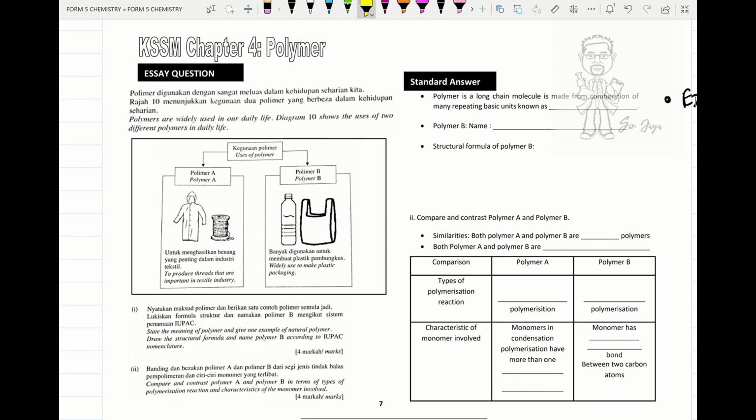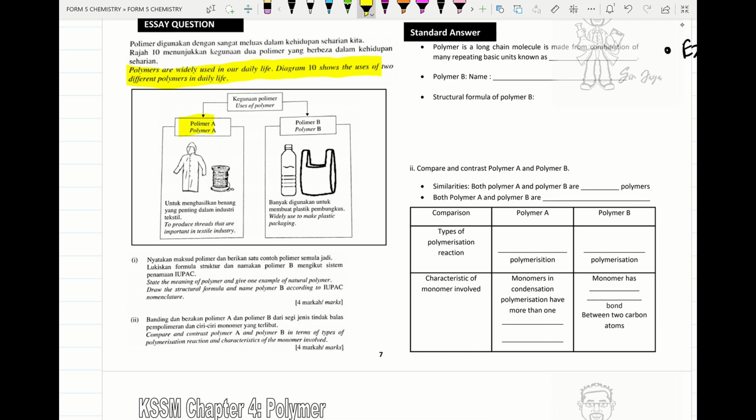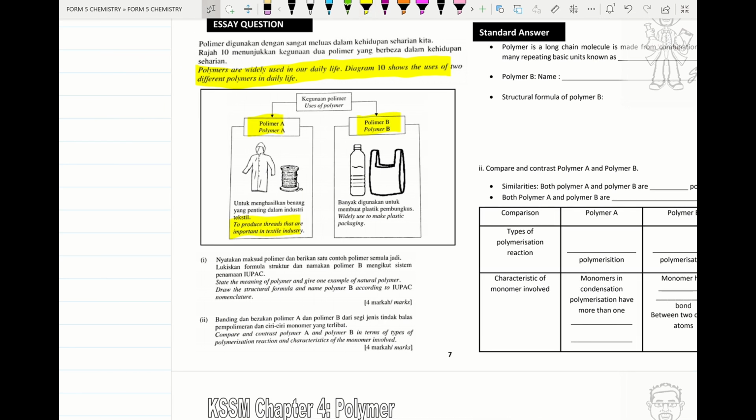So dear students, we try to do an essay question related to condensation polymerization and also addition polymerization. Look at the question. The polymers are widely used in our daily life. Diagram 10 shows two different polymers, polymer A and polymer B. Polymer A is used to produce thread. They are important in the textile industry. Therefore, this polymer is known as nylon. This nylon is produced through condensation polymerization.